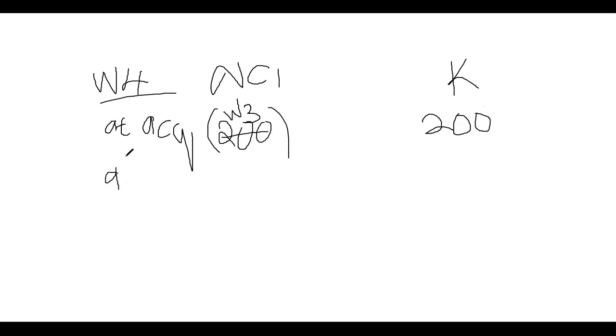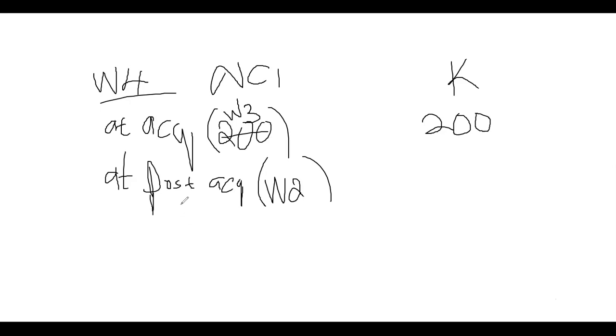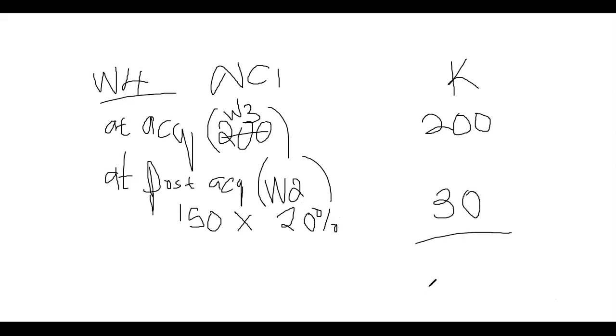Then post-acquisition, you go to working 2, which is the 3rd column in working 2. We have 150, and we are using the proportionate share of net assets. So it will be 150 times 20%. How much do you get? It's 30 kwacha. So it takes you to 230.